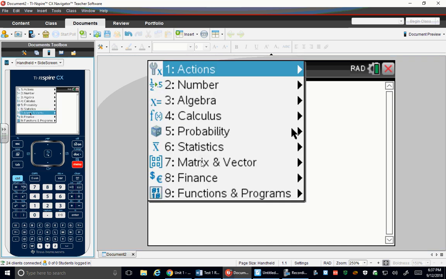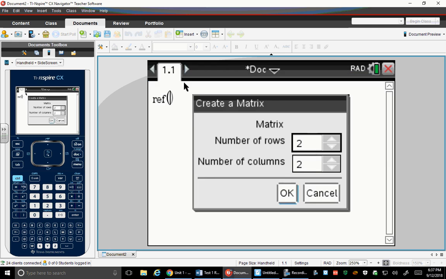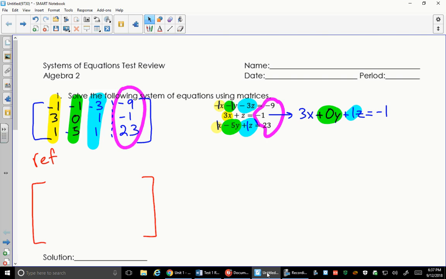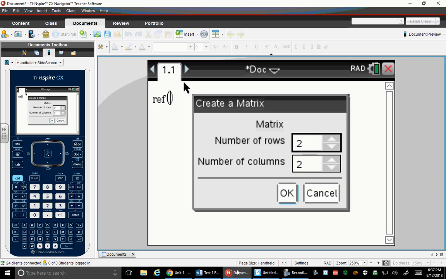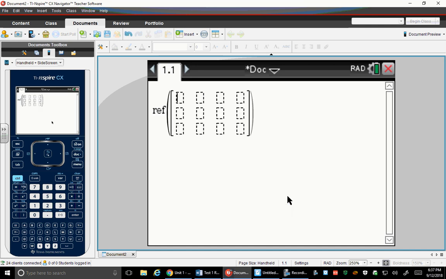Now menu again, matrix, we want to create a matrix. So when we talk about this particular matrix, these are our rows. So we have 1, 2, 3 rows. And we have 1, 2, 3, 4 columns. Use tab, change that one, and okay.